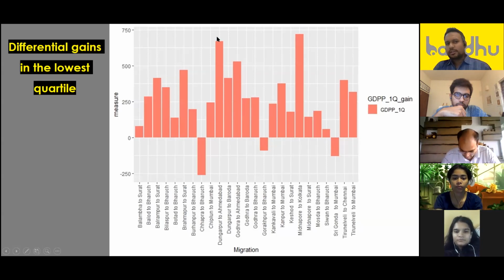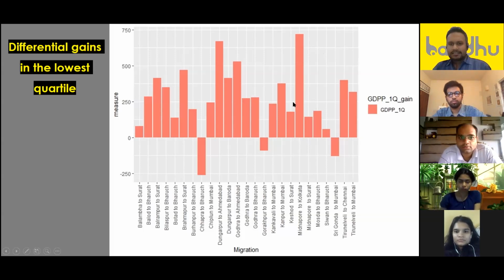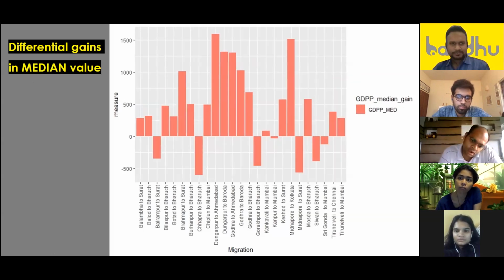This is in dollars. Suppose the highest gain that was seen was someone who went from Midnapur to Kolkata, who made a gain of $700 annually. Whereas you see some people actually made a loss, and you'll wonder why. Why is this coming? But this is interestingly in the lowest quartile, which is the poorest 25% of the people who are surveyed. And you also see in general a consistent gain in the median value. Median basically is the middle of the population or the survey sample set.